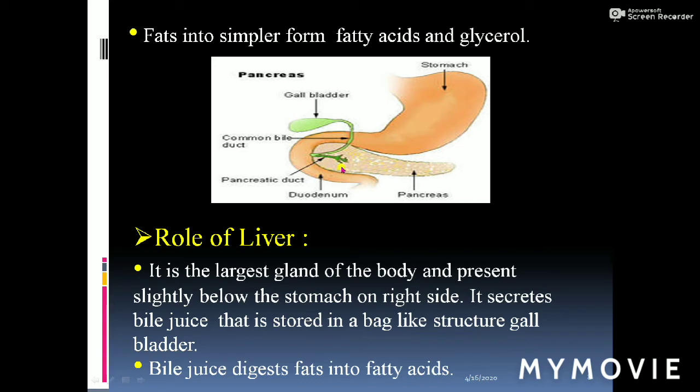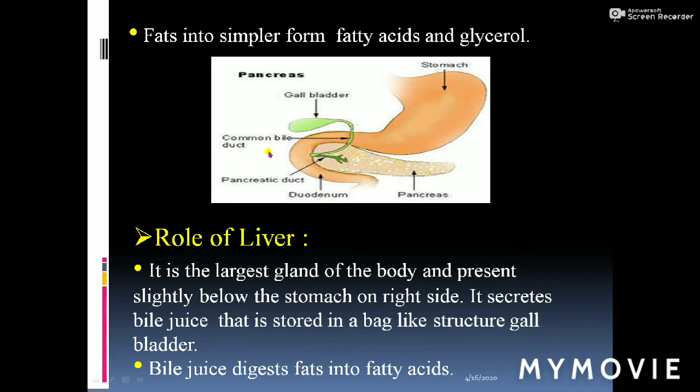Next is the liver. You see that it is the largest gland of our body and is present slightly below the stomach on the right side. Here is the liver, and it secretes bile juice that is stored in a bag-like structure, the gallbladder. Bile juice also helps in digestion in the small intestine.